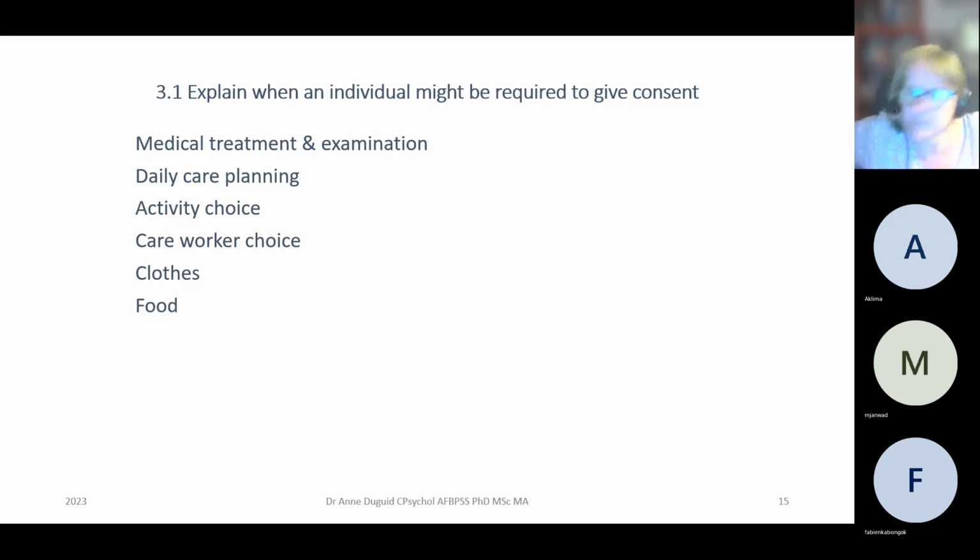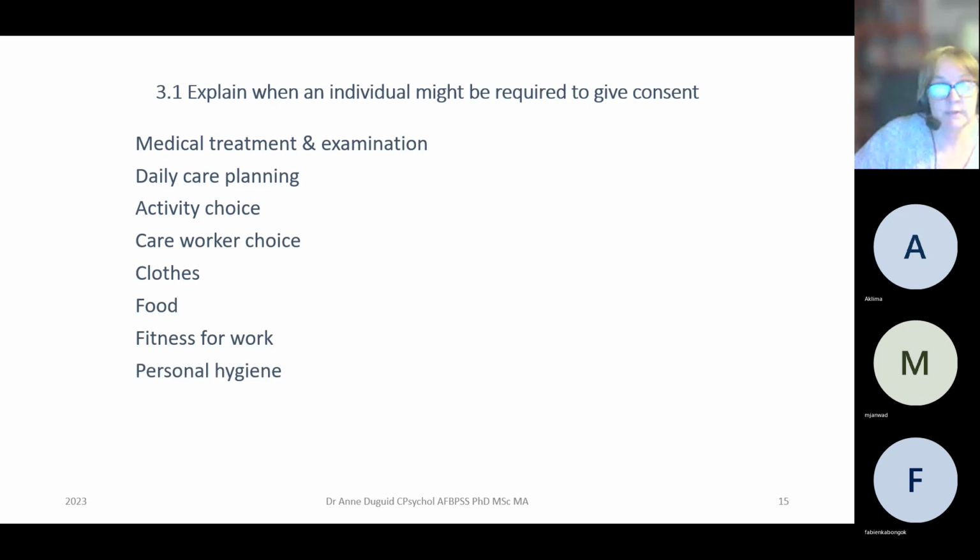What their preferences are. And again, thinking back to cultural differences and religious differences, food becomes incredibly important, because what we eat is often not just about the physical nutrition of it. Often it is also a very emotional, spiritual connection. So we have to be mindful about food choices. Fitness for work, is this person able to go to work? Are they able to give consent for that? Do they want to do that?